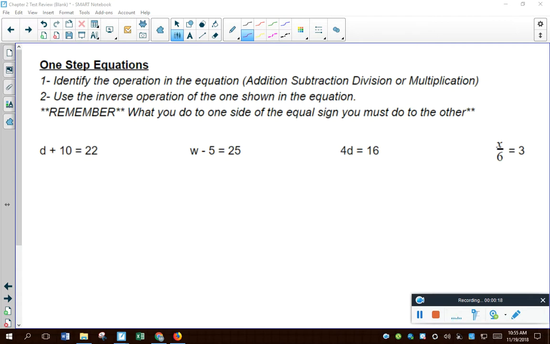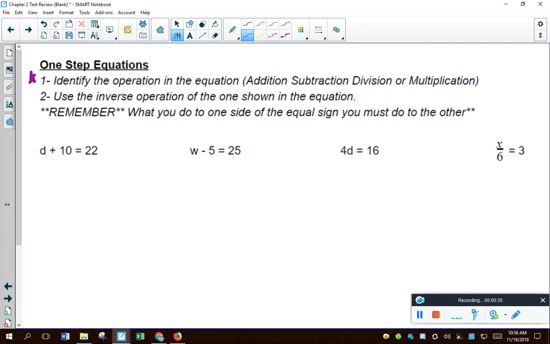Our first section is one-step equations. You have a single equation, we have to isolate the variable given. Isolate meaning to get it by itself. Step 1 says to identify the operation in the equation, whether it's addition, subtraction, division, or multiplication.